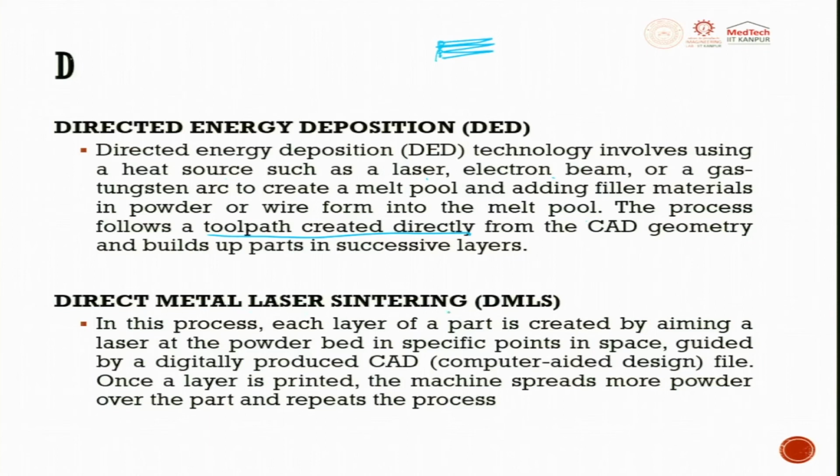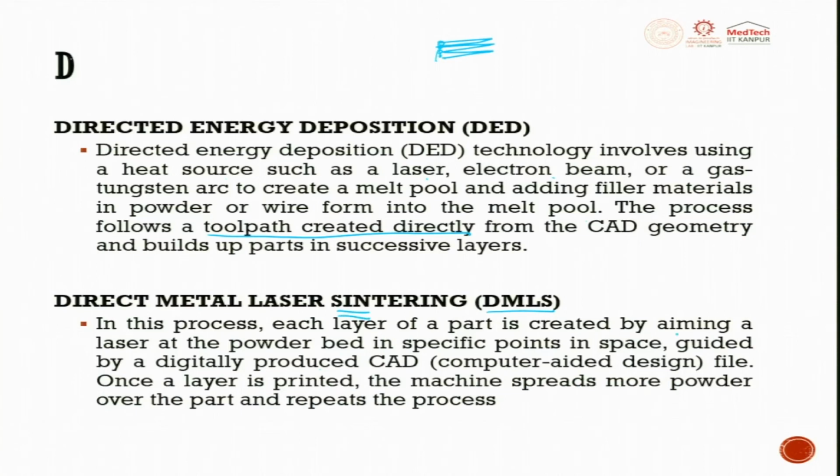Direct metal laser sintering, DMLS. In this process, each layer of a part is created by aiming a laser at a powder bed in specific points in space, guided by a digitally produced CAD file. Once a layer is printed, the machine spreads more powder over the part and repeats the process. So here it is very clear, it is laser sintering.